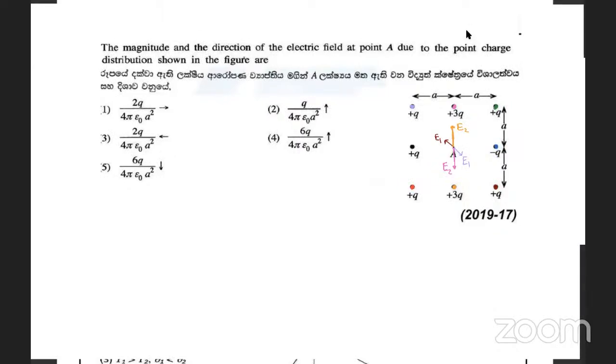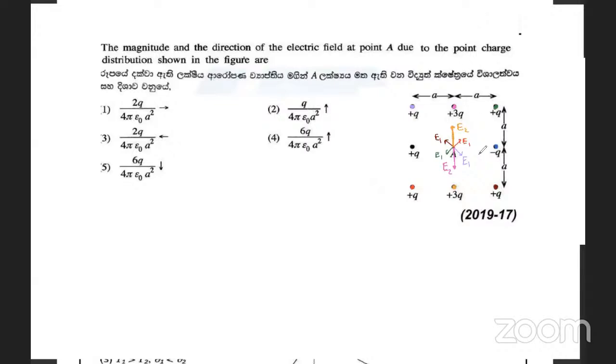Same thing will happen with the red and green one, because the red and green one are going to be E1 and E1. Do you agree? Again, E1. Why is that? Because both are plus q charges, just like the purple one and maroon one, and both are at a distance of root 2a.